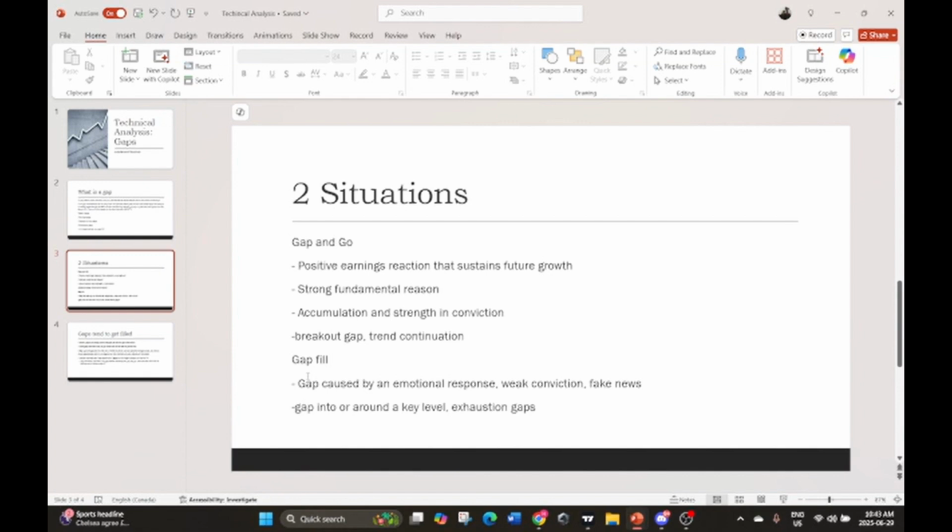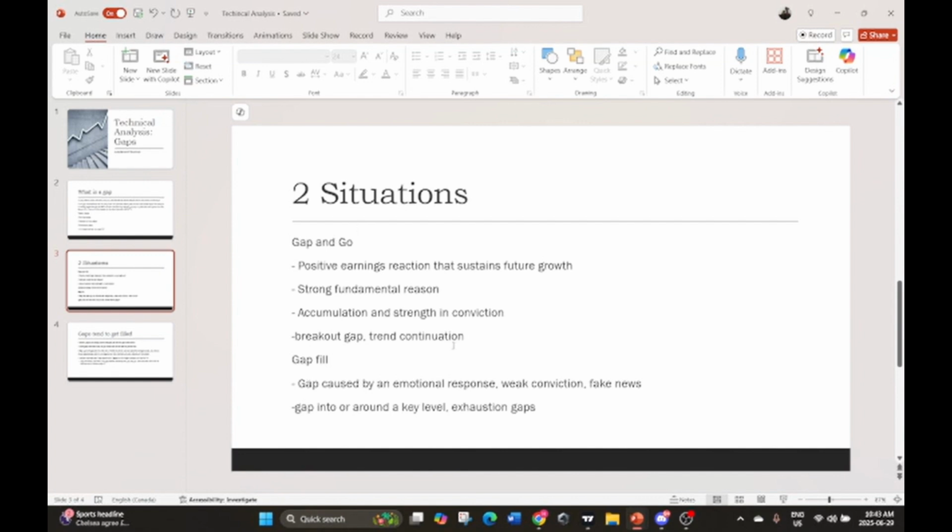So in a gap fill, you're typically looking at a gap that pushes up into, say, a key resistance, or it could gap down into support. And then you're seeing a reversal or accumulation and distribution happening in the opposite direction, right? Exhaustion gaps are a good example of this. We're seeing price consolidate in a very tight range and then gap up into that range resistance, leading to price pushing back, right?